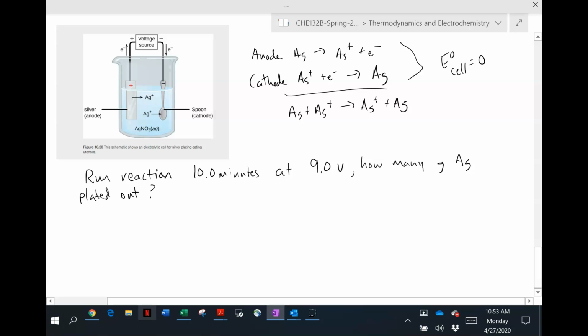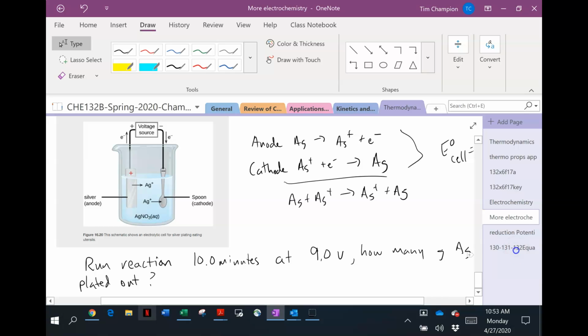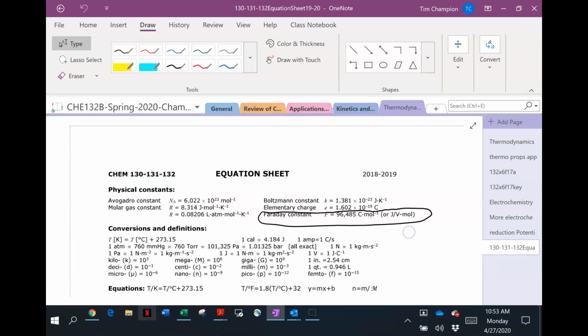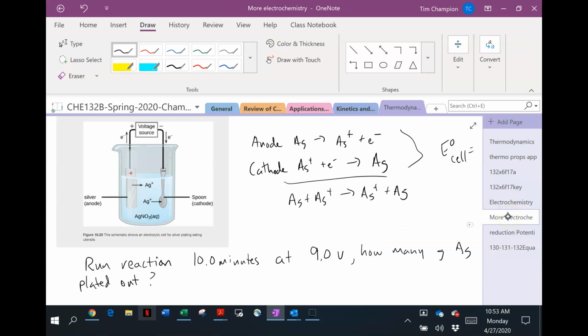So one thing you may remember, let's look at our equation sheet here. The Faraday constant, in addition to the joules per mole units, also has coulombs per mole. Okay, and then amps are a coulomb per second. I guess I have to specify not 9.0 volts. Let's say the potential is not there. We're running it at, let's say, 10 amps. I meant to do that.